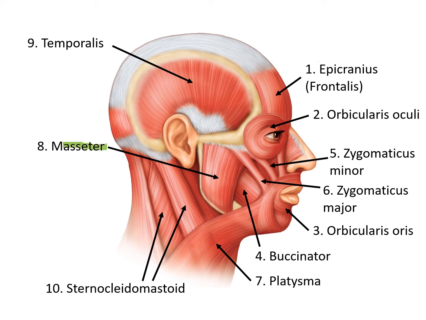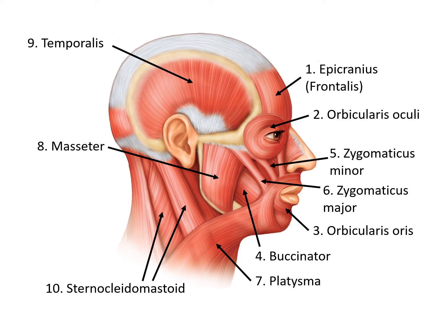Number 8, the masseter. I think that this one is named for its action. Mass, like masticate or to chew. So the masseter is one of 2 chewing muscles you're going to learn. There are a few others that are smaller that we're not worrying about. So the masseter goes from the zygomatic arch to the bottom of the mandible. When it contracts, it elevates the mandible. Very important action in chewing your food.